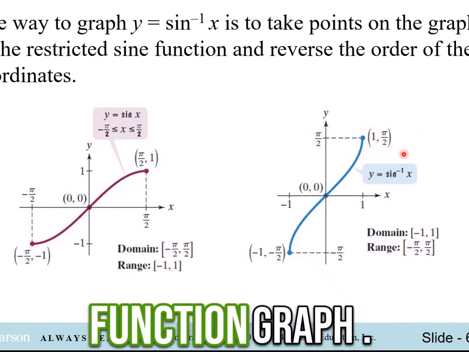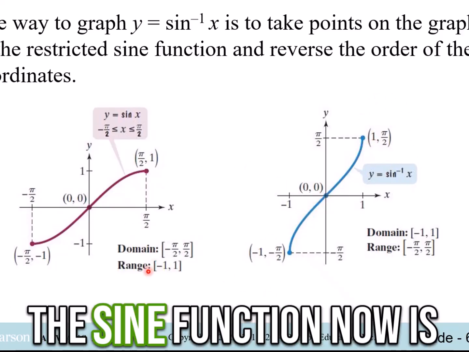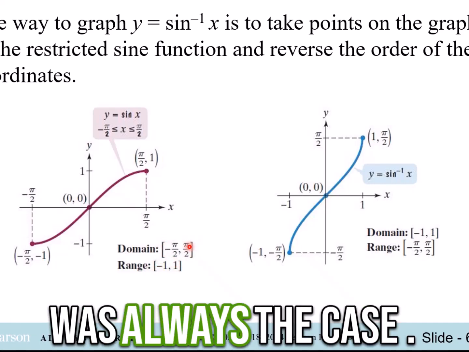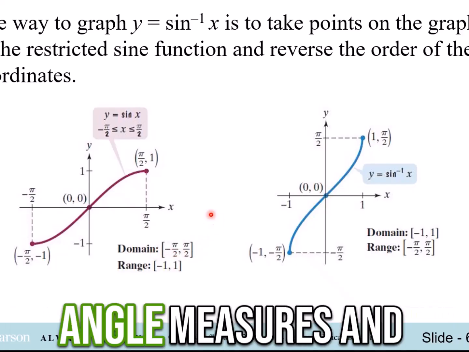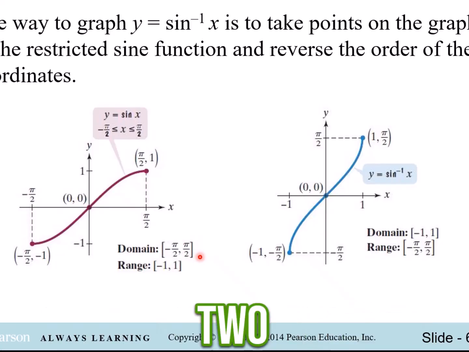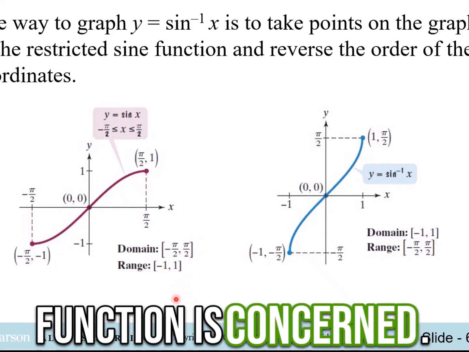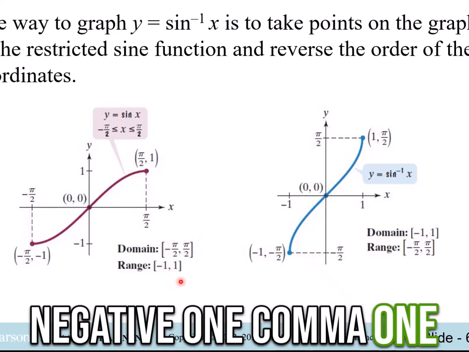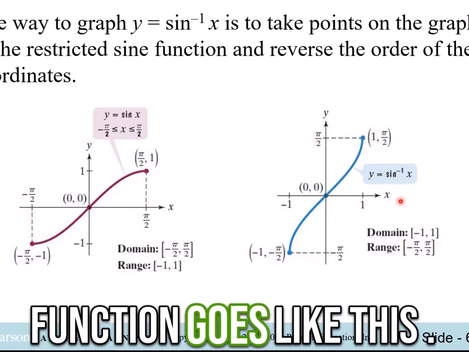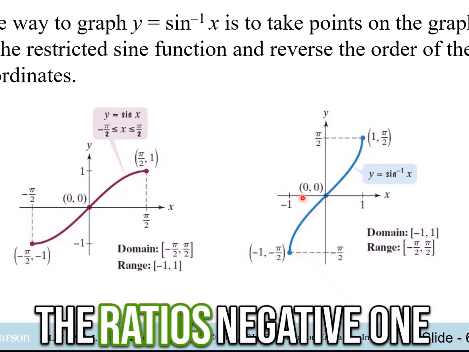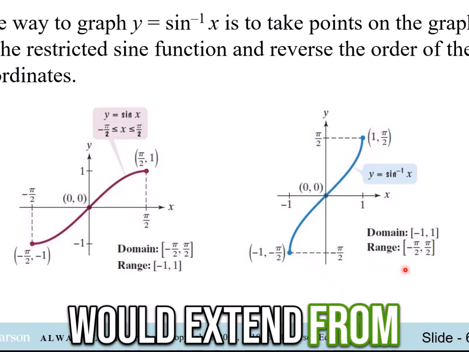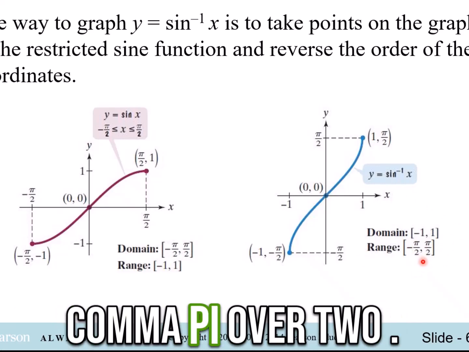Therefore, the domain of the sine function now is negative pi over 2 comma pi over 2, which was always the case, right? The domain had the angle measures, and it's negative pi over 2 comma positive pi over 2 as far as the sine function is concerned, and the range was negative 1 comma 1, whereas the domain and range for the inverse function go like this. The domain would be all the ratios, -1 to 1, and the range would extend from -π/2 to π/2.